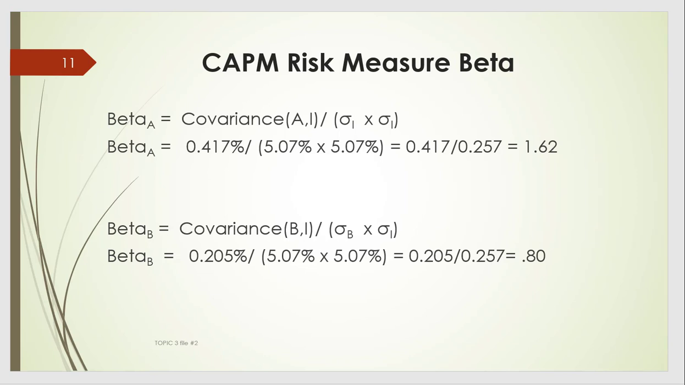So that ends our chapter with risk measures. When we go into the next file, we'll actually be downloading data and repeating the process.